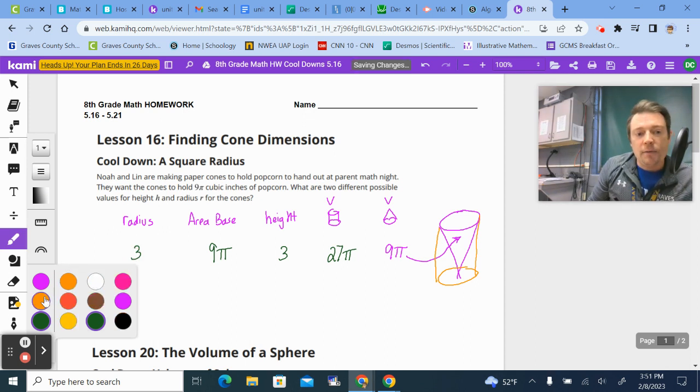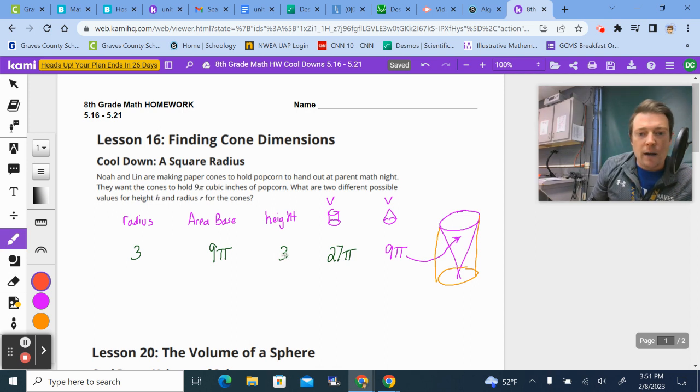So I like this first one that I just came up with off the top of my head, where I divided by the height of 3 because it goes evenly into 27. That's why I picked that. So that's one that we could have. We could have a height of 3 and a radius of 3. And that would give us a cone that has a volume of 9 pi.